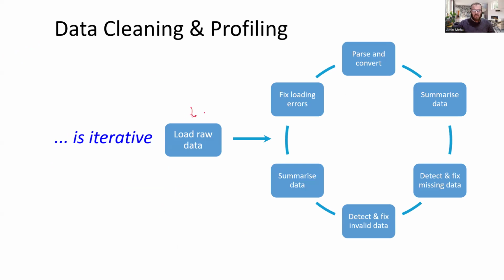We start with the raw data, and we go through the whole cycle here: summarize the data, fix missing values, fix missing and invalid values, summarize, etc. Once this is done, the next step is going to be the visualization. We'll visualize it.